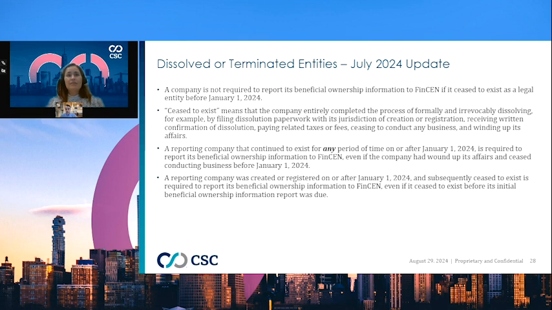If a company ceased to exist before the CTA came into effect on January 1st, 2024, there is no filing obligation. However, if it continued to exist at any time in 2024, even if it terminated before the BOI report was due, the company is required to file a BOI report. By cease to exist, FinCEN means that the company entirely completed the process of formally and irrevocably dissolving, for example, by filing dissolution paperwork with the applicable registry, receiving written confirmation of dissolution, paying related taxes or fees, ceasing to conduct any business, and winding up its affairs. An administrative dissolution or failure to pay annual franchise taxes likely does not meet this requirement.